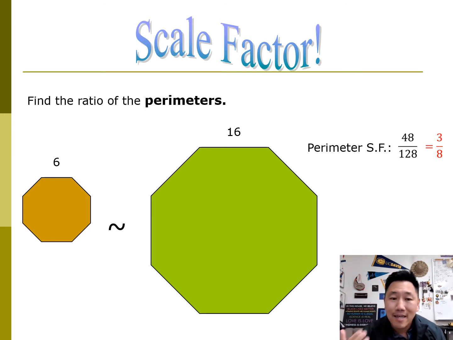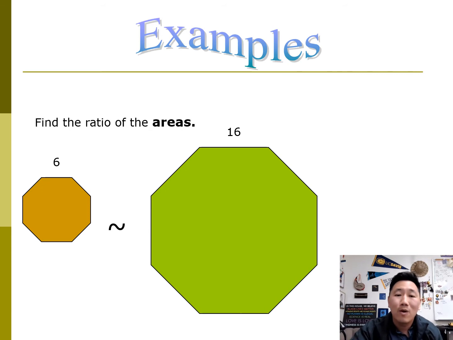The scale factor for the sides is the same as the scale factor for the perimeters. That is actually always going to be true for similar shapes. All right, so whatever the scale factor is for the sides, it's also going to be the scale factor for the perimeter. So we didn't actually have to find the perimeter, we can just use this rule. What about area?